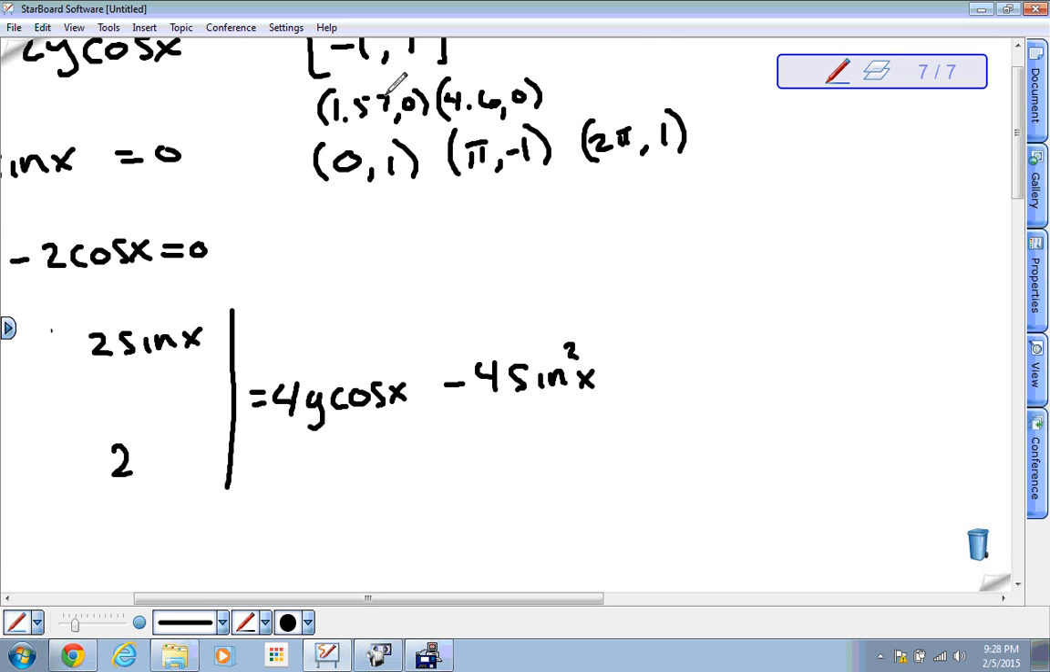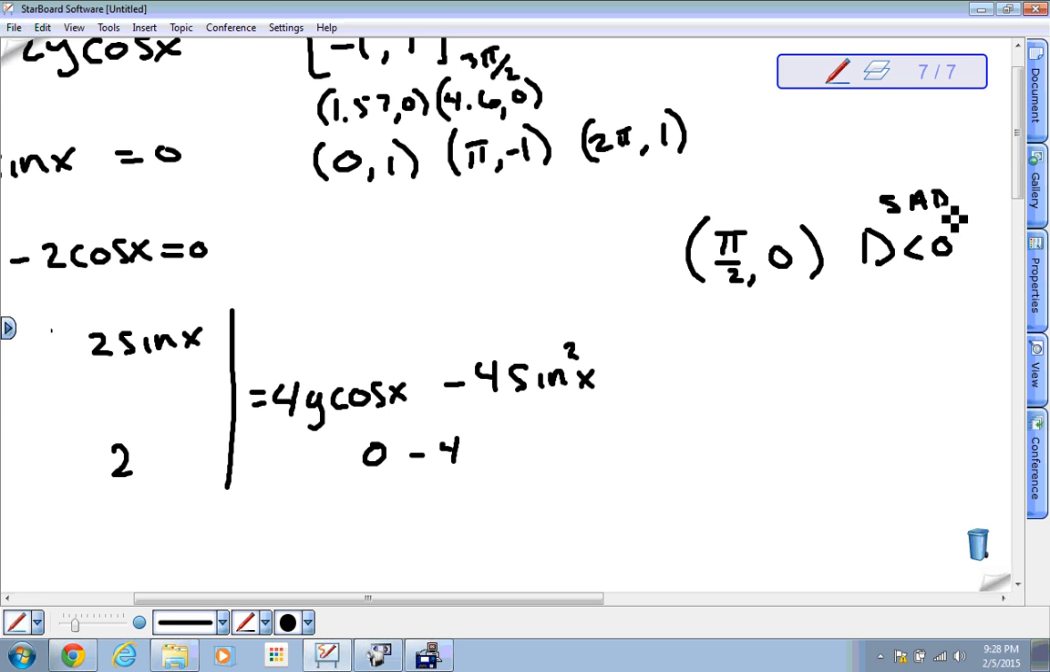So if you plug in, and again this is pi over 2, and this is technically 3 pi over 2, I believe, you will find, and that's pi over 2. So the cosine of pi over 2 is 0, so that's cool. And the sine of pi over 2 is 1, so minus 4 then, so negative 4. So for pi over 2, comma 0, we get that D is less than 0, and we've already seen from the picture that means this guy is a saddle.